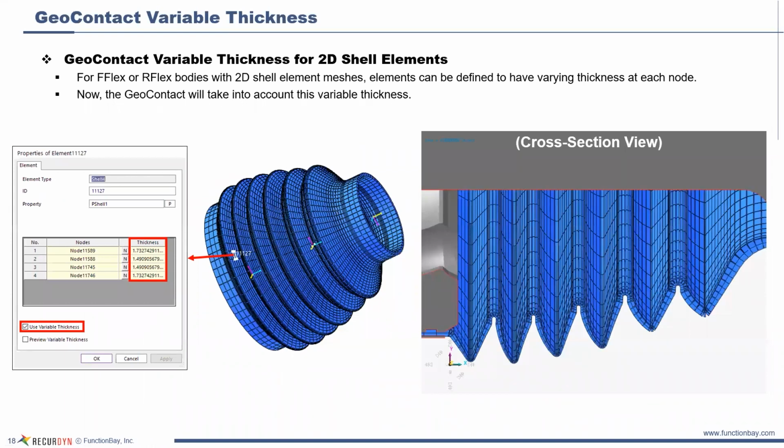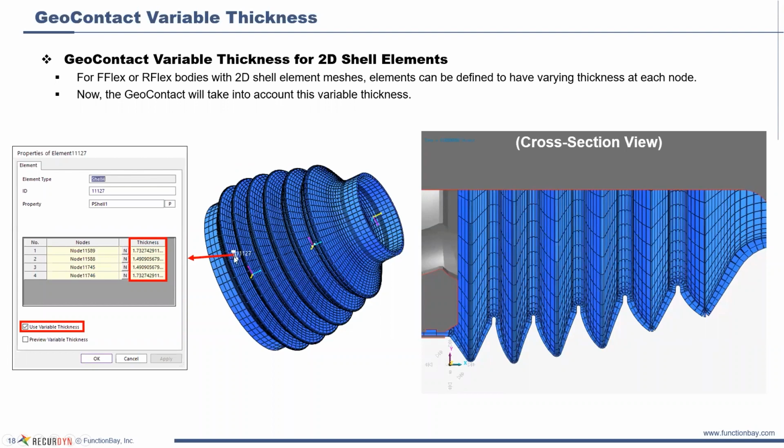The next enhancement is to the geo contact. The enhancement is how the contact handles contact with 2D shell elements in flexible bodies. There are certain situations where the shell elements have a varying thickness. In fact, the thickness defined at each node can be defined individually. So that's what we're showing here.